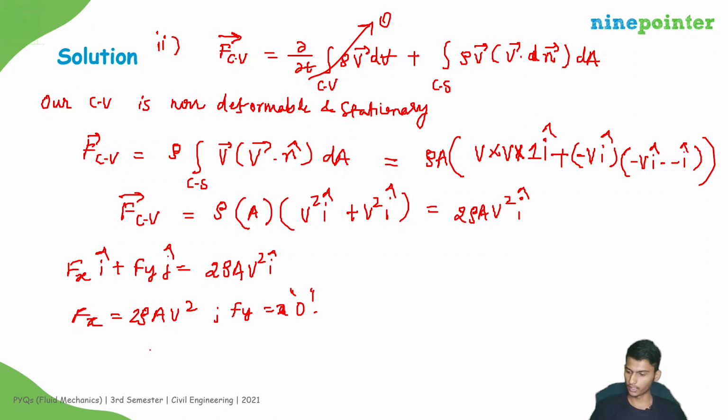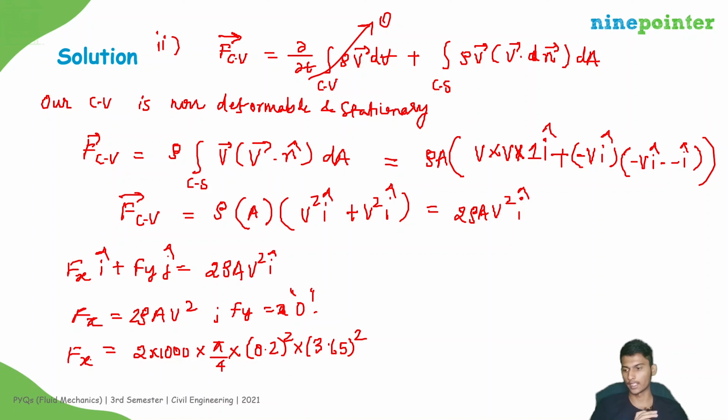So let us calculate Fx. That will be equal to 2 into 1000 into area. Area is pi by 4 d square. So d is 0.2 square into velocity 3.65 square. So this is Fx. This is the answer for the second part.